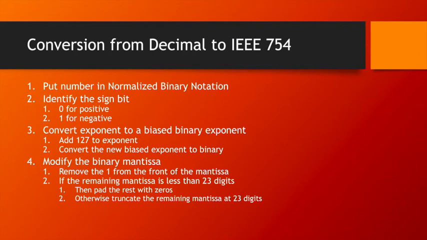The fourth step is to modify the binary mantissa. So the first thing you do is you remove that first one from the front of the mantissa, and then to get the 23 bits, you take the first part of the mantissa, if it's less than 23 bits, for the first part of the storage, and then you pad the rest with zeros. If there's more than 23 bits in your mantissa, like if you had a repeating digit for mantissa, you would just take the first 23 digits of that mantissa for storage.